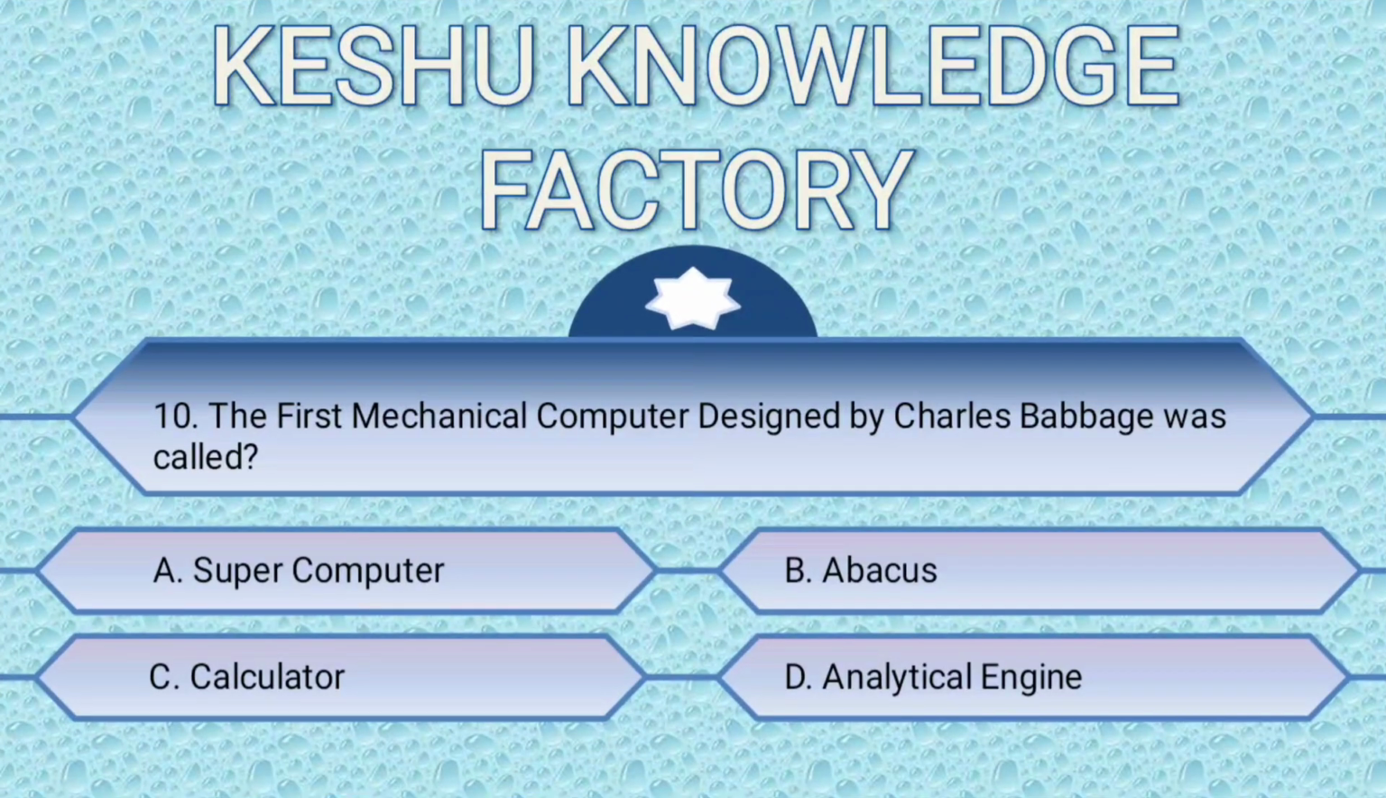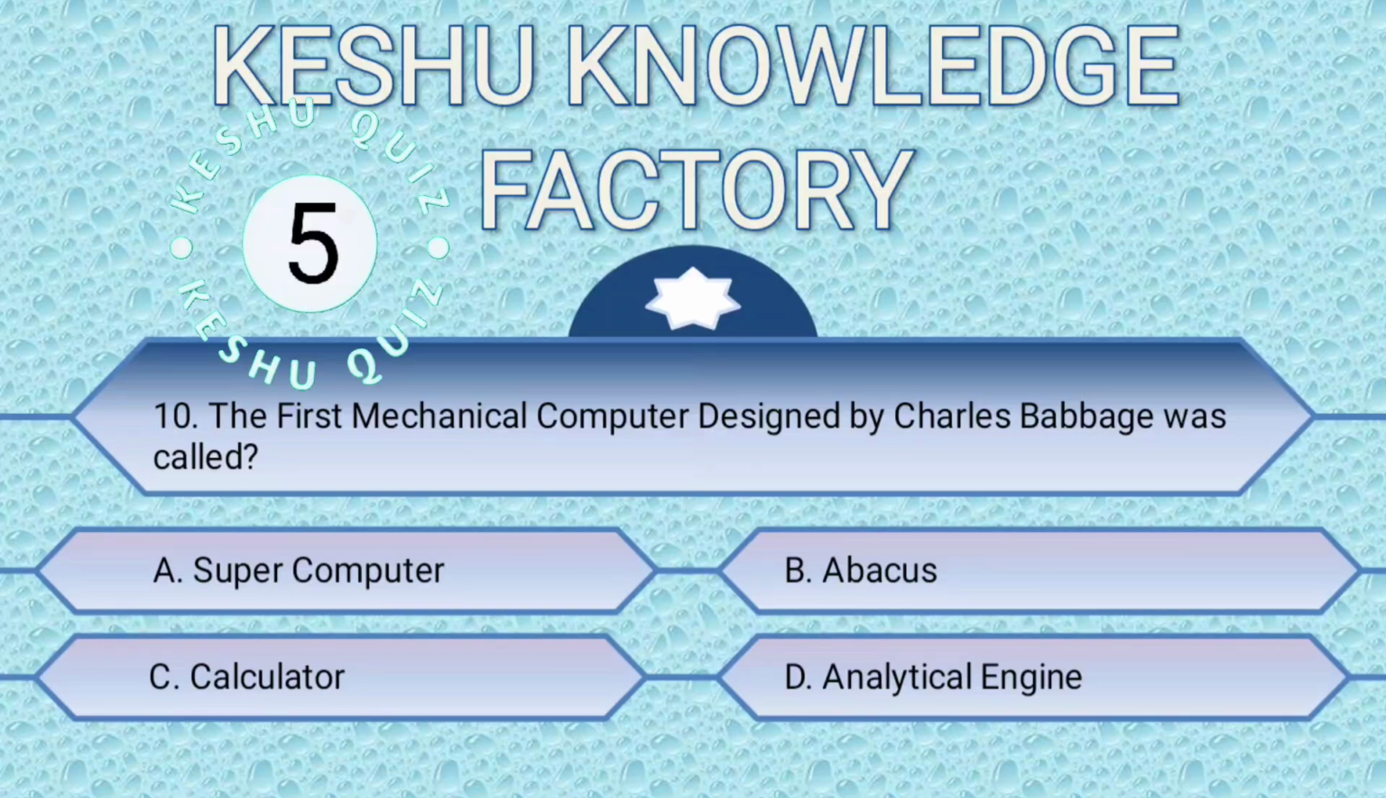Question 10. The first mechanical computer designed by Charles Babbage was called A. Supercomputer. B. Abacus. C. Calculator. D. Analytical engine. Answer is D. Analytical engine.